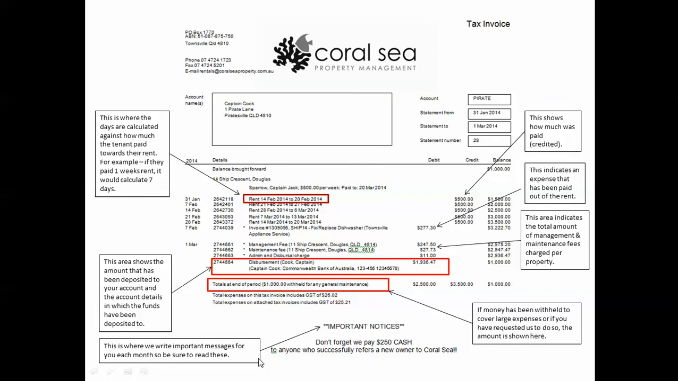The area down the bottom here is important messages. We write these on the statement for you each month. It's important that you read these because these do contain general information about the Townsville rental market and also any other offers that we're currently running.